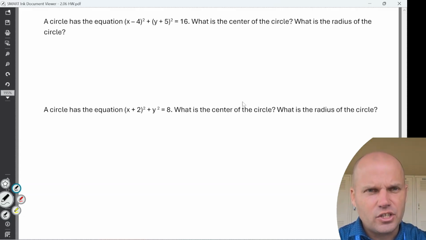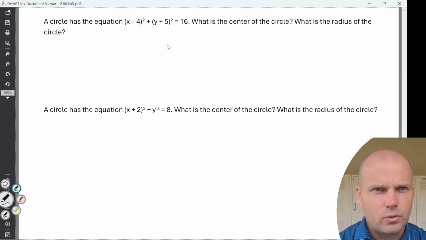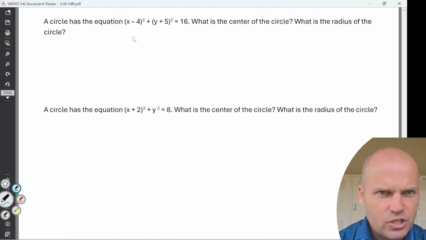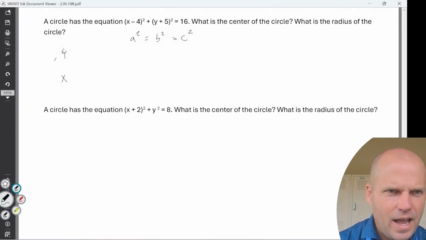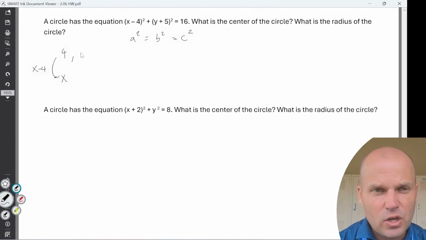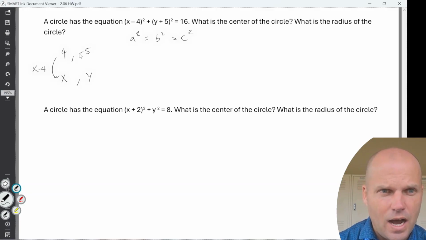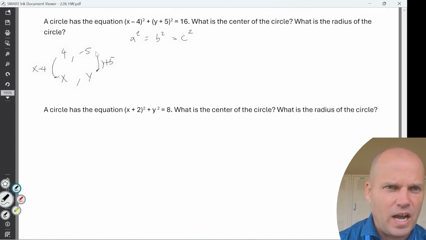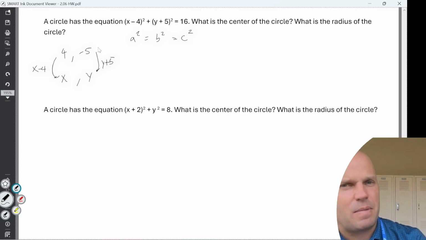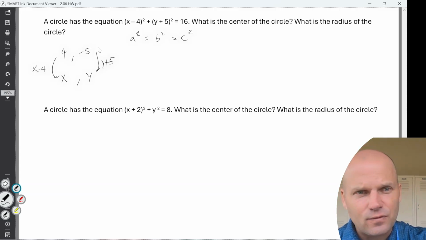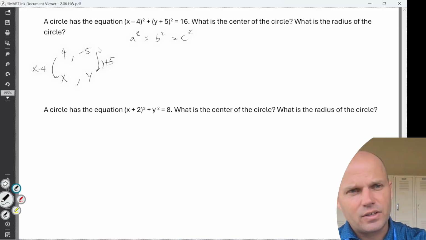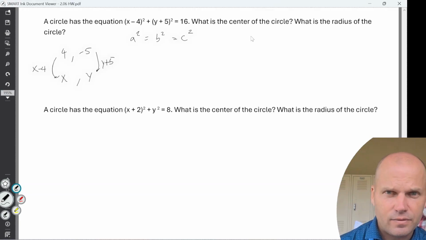All right, a circle has the equation x minus 4 squared plus y plus 5 squared equals 16. What is the center of the circle? What is the radius of the circle? Great question. So this is a squared, this is b squared, and this is c squared. If we're going from 4 to x, that would be an x minus 4 change. If we go from -5 to y, that would be a y plus 5 change. I've just discovered that my center is not at (-4, 5). Rather, it's at (4, -5).